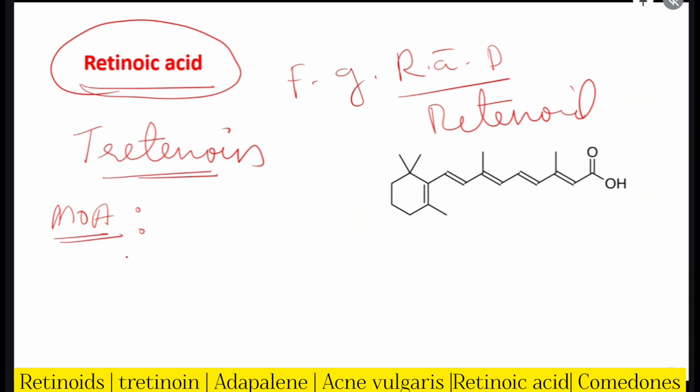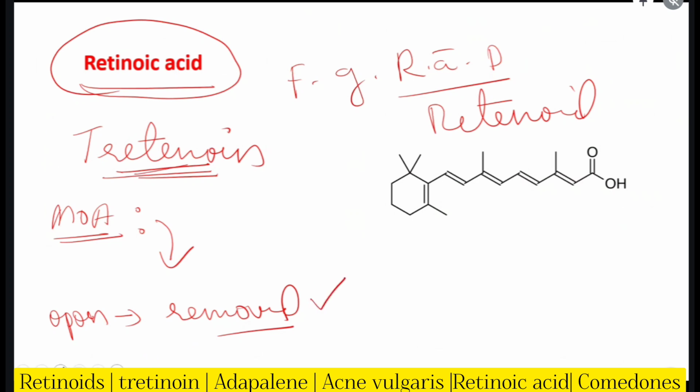What it does, this will potentiate the removal or expulsion of open comedone. Just now I told open comedone means the comedone which is present outside the skin, which is the blackhead. This blackhead is removed, and this removal is potentiated by Tretinoin. Tretinoin will remove the open comedone, and it also helps for the transformation of closed comedone, which is called whitehead, into open comedone.